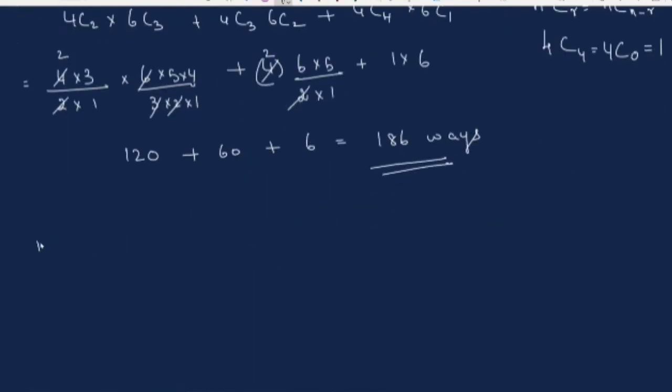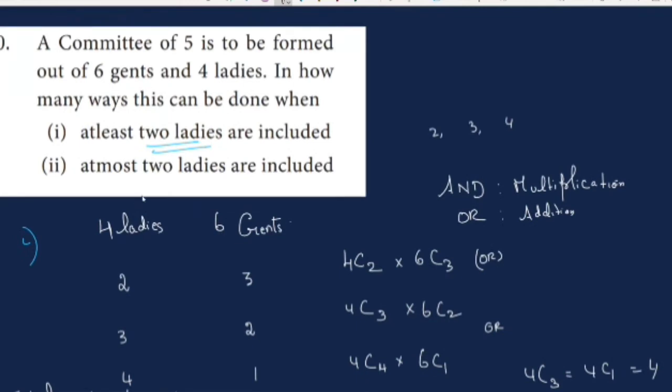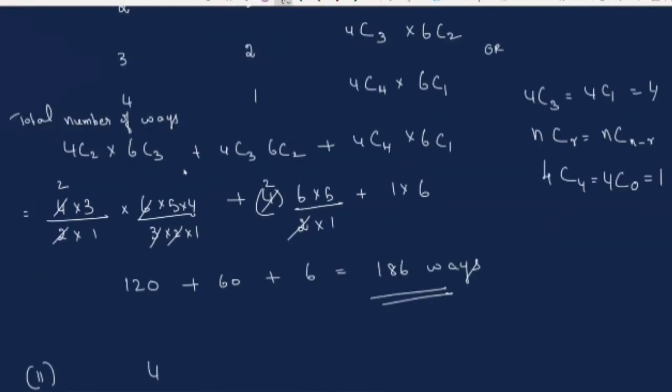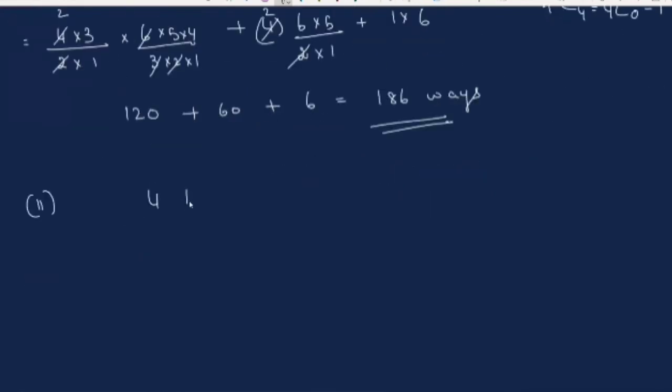Now the second condition is a committee in which at the most 2 ladies are included. At the most. Totally there are 4 ladies and 6 gents. At the most means maximum is 2. It can be 2, it can be 1, or it can be 0. So at the most means maximum 2.